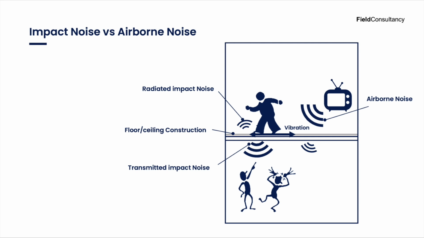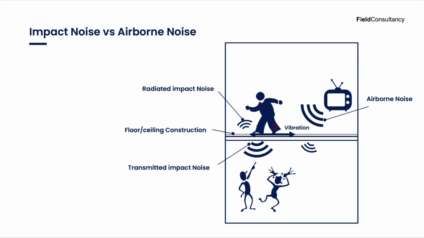When we look at this figure here, we can see the difference between structure-borne and airborne sound sources. So for instance, on the right-hand side here, we have a television. So sound coming out of the television is propagating through the air and then hits the floor construction, sets the floor construction into vibration, and then is re-radiated as airborne sound in the receiving space below.